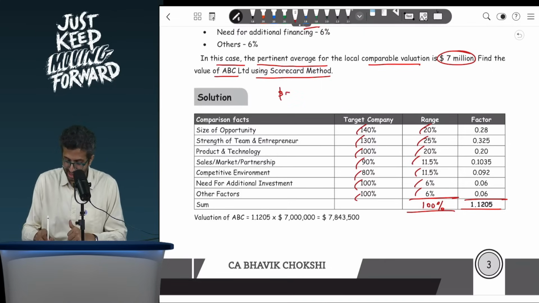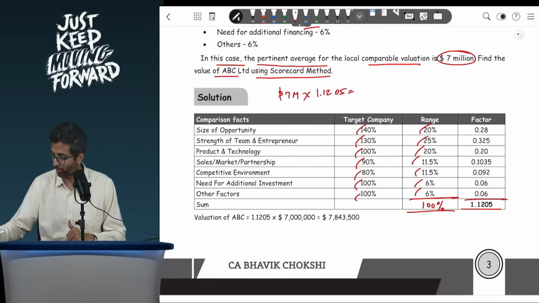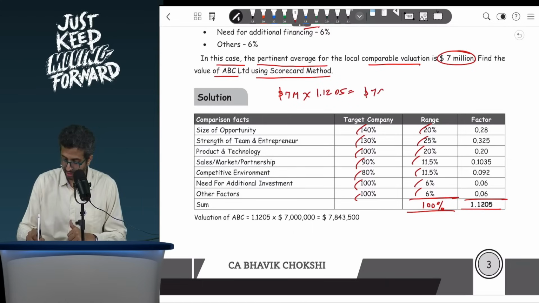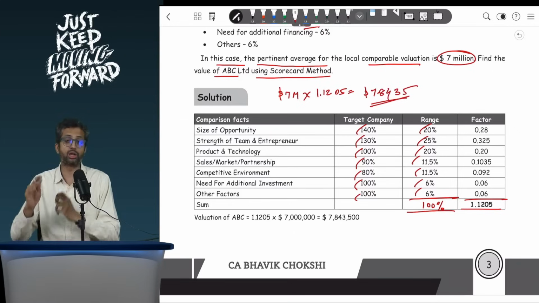The average company has a $7 million valuation, so $7 million into 1.1205, which comes to around $7.8435 million. This is your valuation under the scorecard approach.